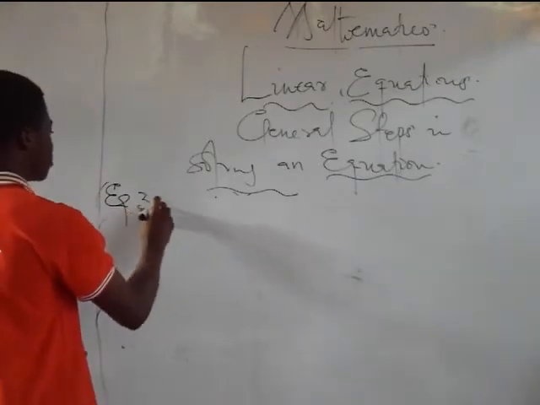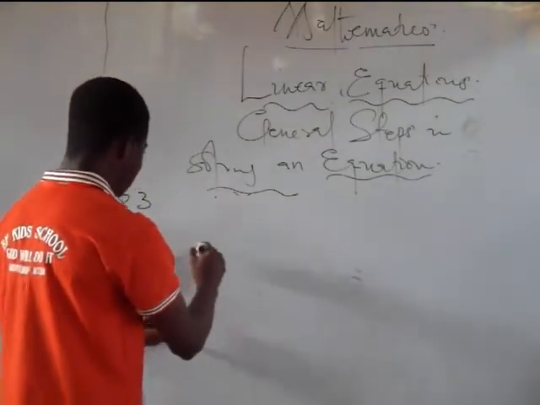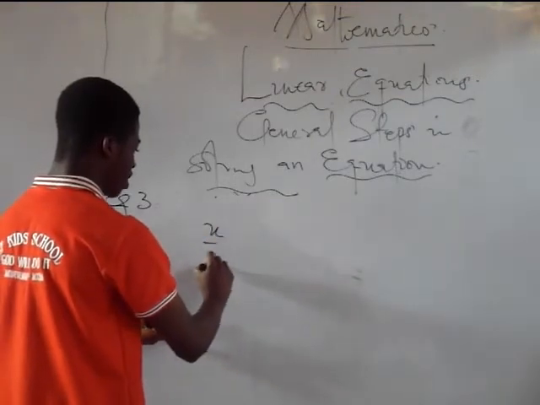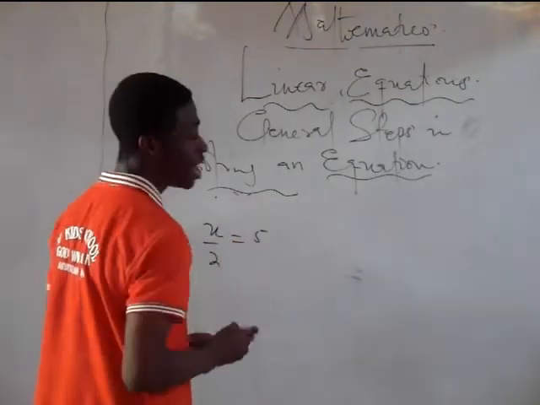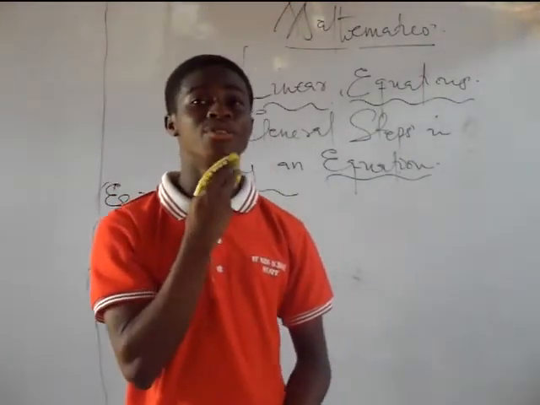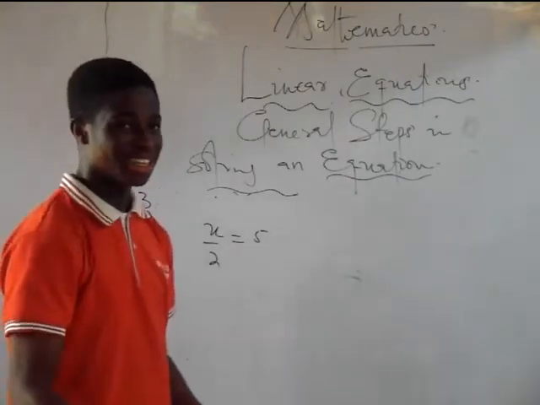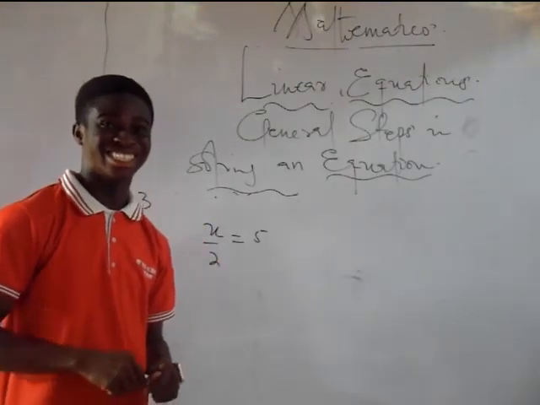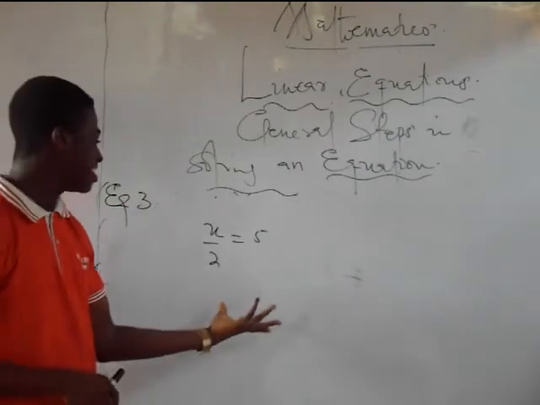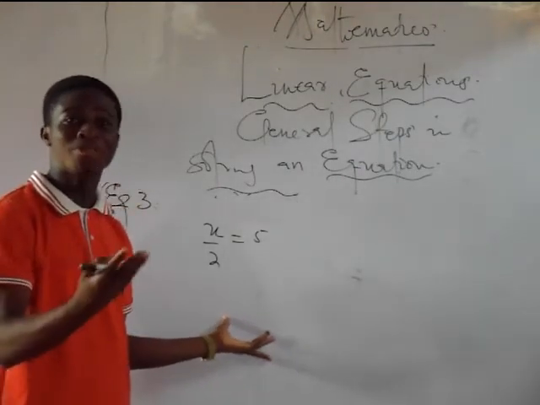Example 3. For example 3, we have x over 2 equals 5. This is example 3. And I know most of you, after seeing this, it seems you are stranded. Yes. You think this is very difficult, but this is the easiest among all. Why do I say that?